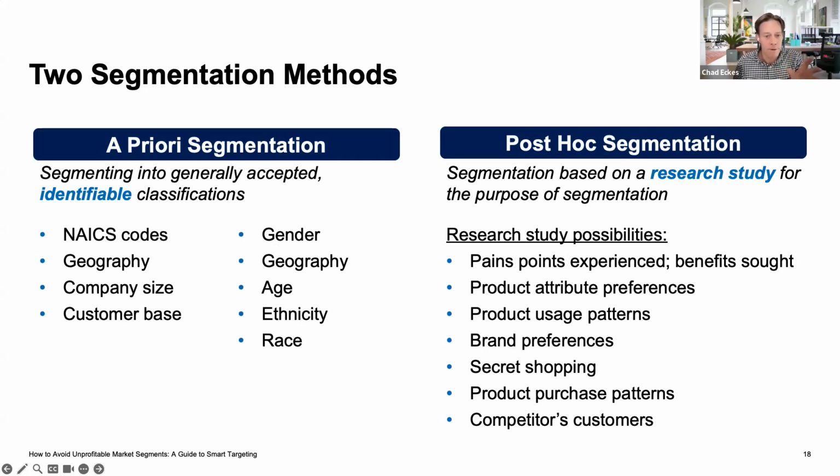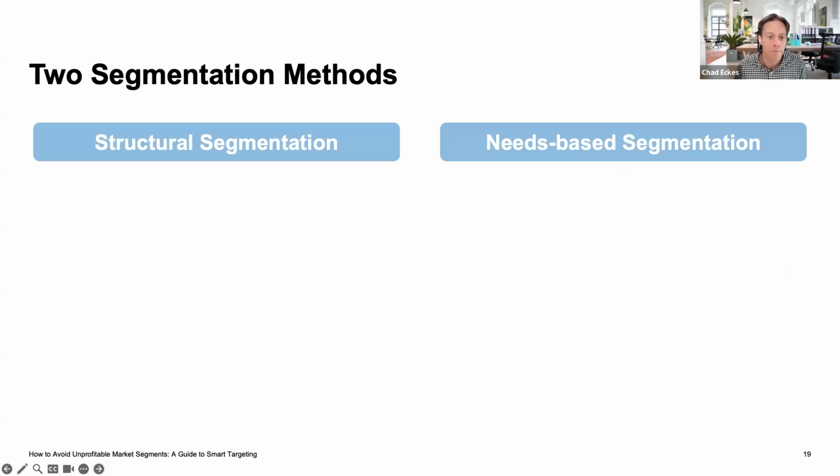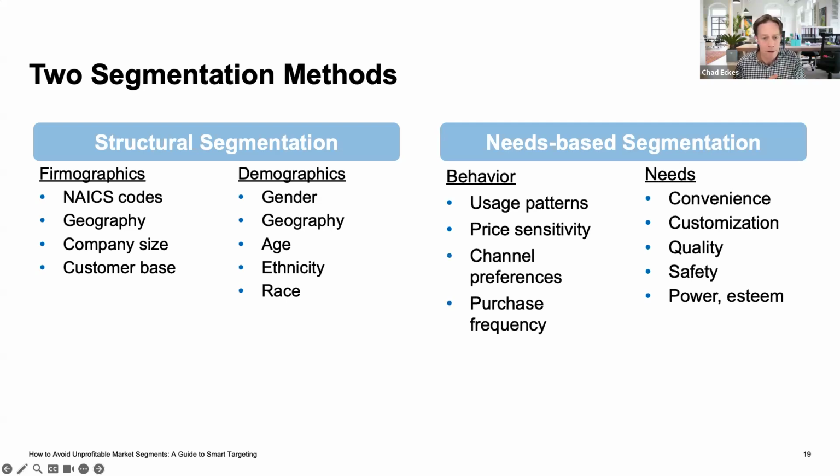Now, I know I threw out the fancy terms here, a priori and post hoc. So I really just want to offer a different, more simple way to classify these. And that's what we call structural segmentation versus needs-based segmentation. As with a priori segmentation, structural segmentation partitions a market based on firmographics or demographics. Whereas needs-based segmentation can usually only be done after research has been performed, and customer aspects such as behavior and needs are then uncovered and known, because they're not really easy to understand on the surface.